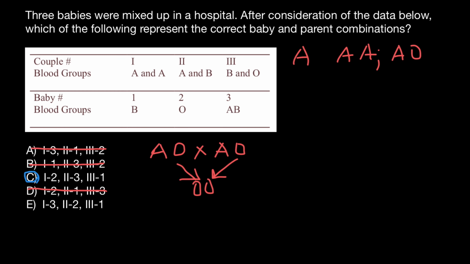1, 3. So first couple and child number 3. No, they cannot have it, because none of them has the B allele. So they cannot have a child who is blood group AB. And as you see, the only correct answer is going to be answer C.